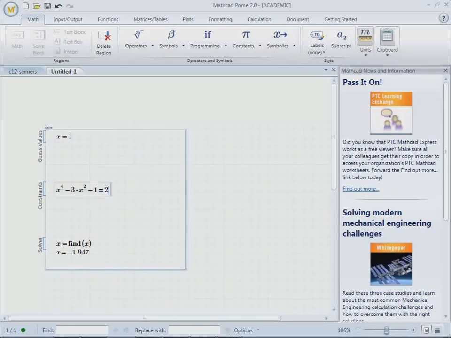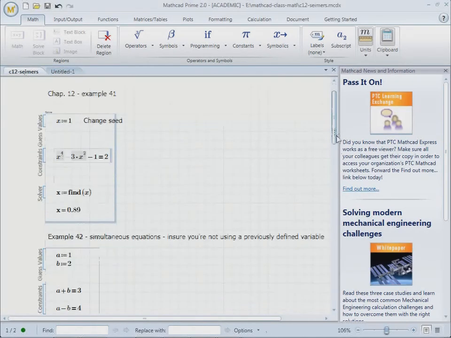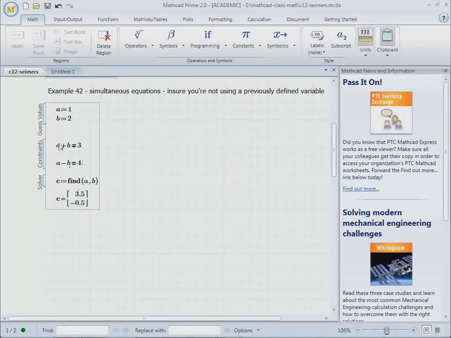That's basically how this is the solve block. It finds the roots of equations. It will not find all the roots. You can do simultaneous equations. Basically, you're setting two seeds. There are the two seeds. You set up the two equations. You do the find A, B, and you can get C being the solution to that set of simultaneous equations.